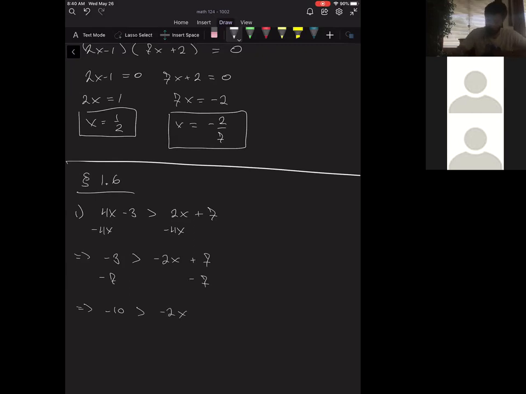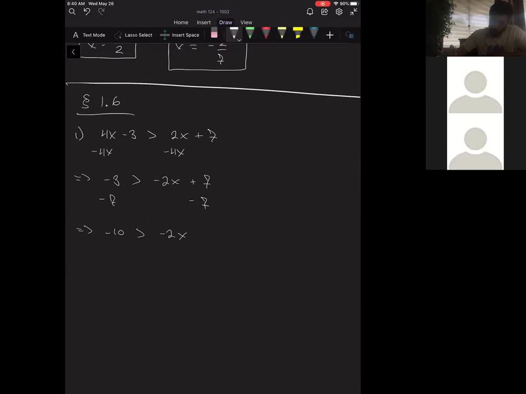But we need to solve for x here. So what we need to do is divide by the minus 2 on both sides. But whenever we divide or multiply by a negative, this sign needs to turn around in the middle. So minus 10 divided by minus 2, that's positive 5. But since we divided by a negative, we need to turn this sign around. And then those minus 2's on the right-hand side cancel, and we just have an x.